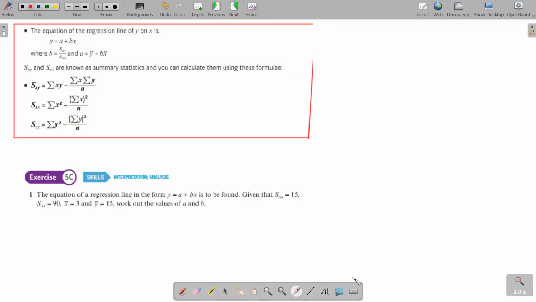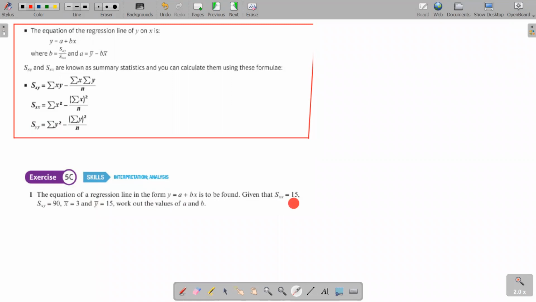Okay, guys. So now let's start with a very simple example and move on to the more complicated ones. Exercise 5C question number 1: the equation of a regression line in the form y equals a plus bx is to be found. So you have to find it.